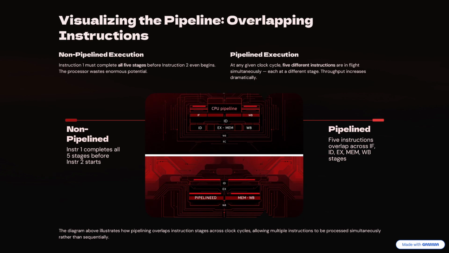In a non-pipelined process, instruction 1 completes all 5 stages first. Only then instruction 2 starts. The result of the non-pipelined process is slow performance and hardware that is mostly idle.